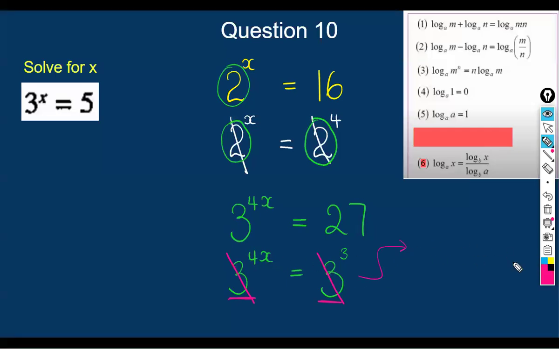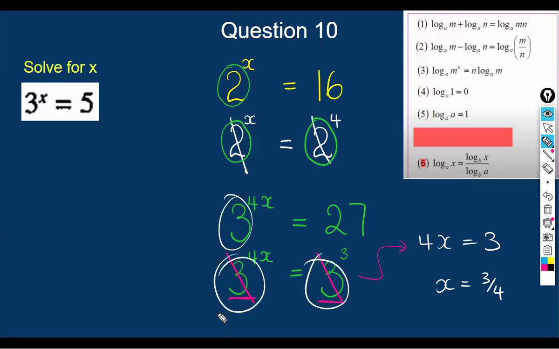So let's continue working here. You'll be left with 4x is equal to 3. So when you solve for x, you're going to get 3/4. Because you throw across a multiply, you get a divide. But you realize that this only is doable if you can get the bases to be exactly the same.